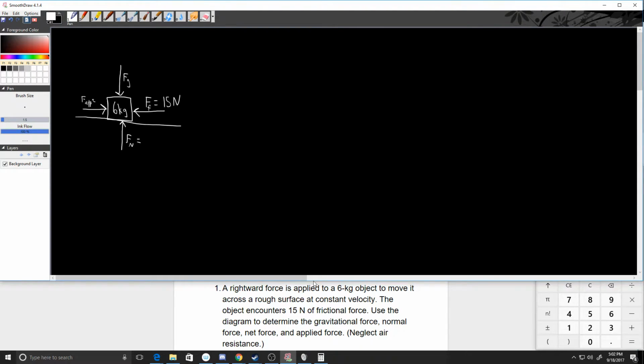All right, so one of the big things down here is constant velocity. So I know that F net is equal to ma. If there's no change in velocity, there's no acceleration. So it doesn't matter what my mass is, my net force, 6 times 0, that's still 0. Net force is 0. All right.